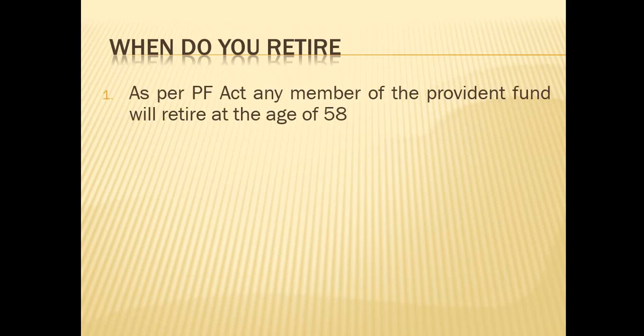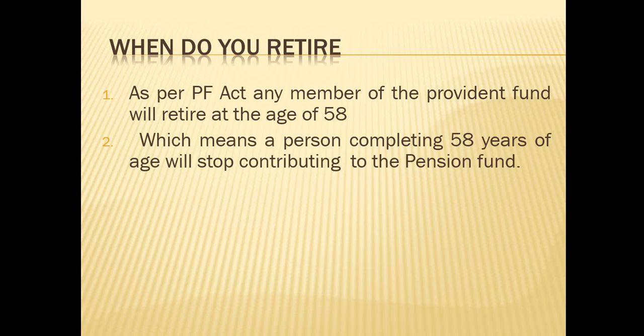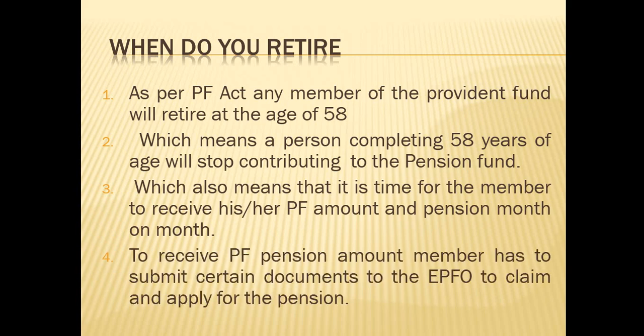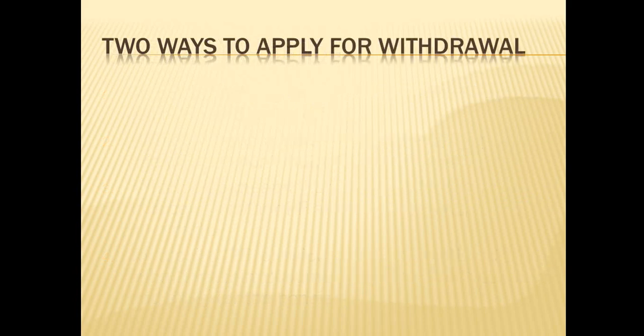So as per the PF Act, a member who is completing the age of 58 years will stop contributing to the pension fund, and it would now be time for him to receive his pension amount and the PF. So let us see what are the ways that you can apply for the withdrawal.